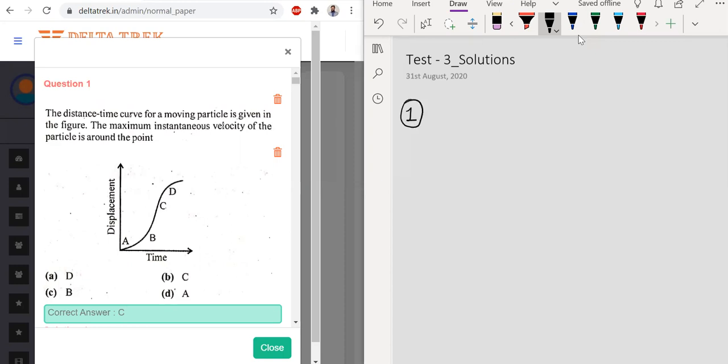So the question is asked: it is a distance-time curve and the maximum velocity is asked. From the curve we know that velocity depends upon the slope of the s-t curve. So, slope of the s-t curve.